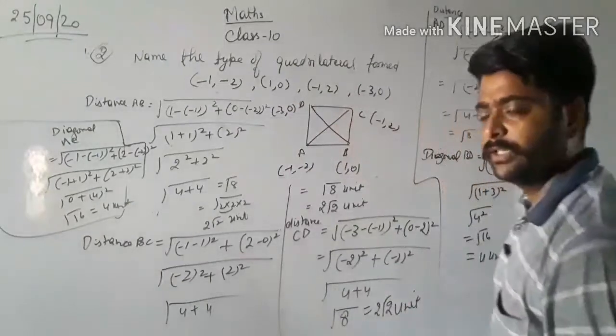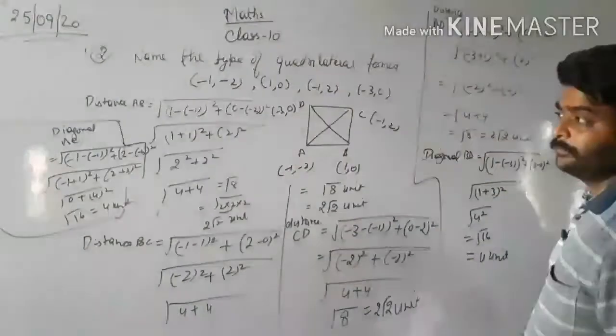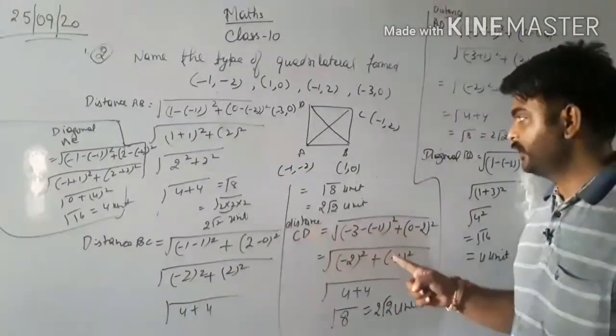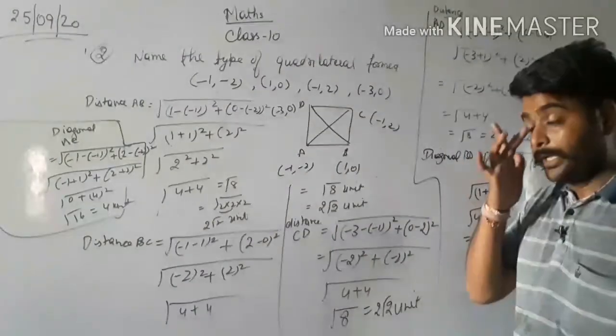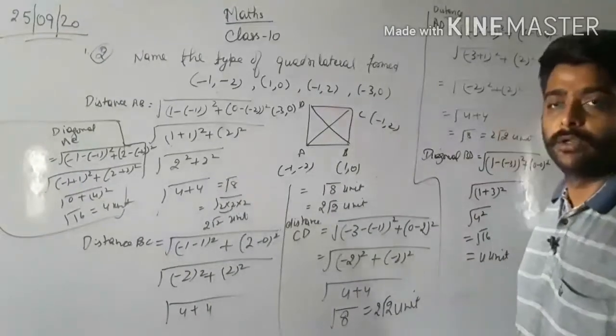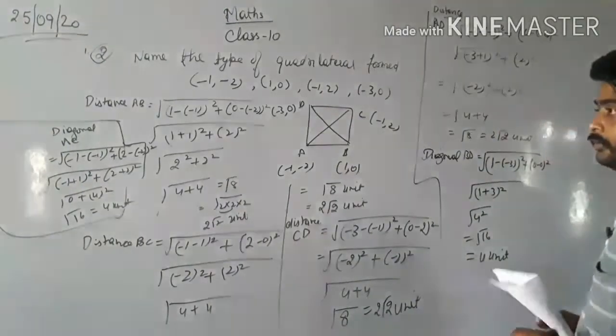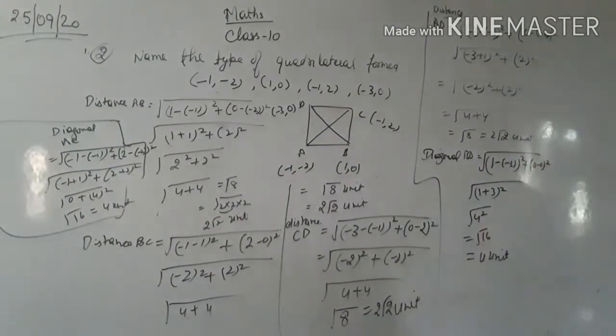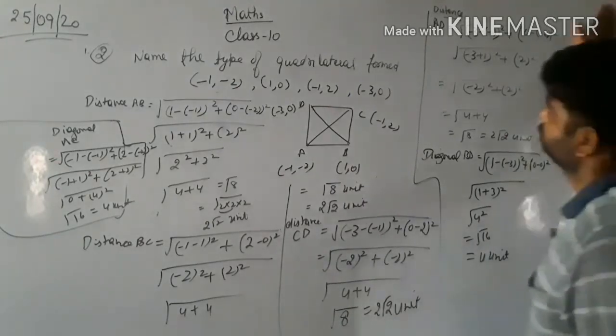Now class, what you are getting is that AB is equal to BC equal to CD equal to AD, and the diagonals are also equal. So class, take a screenshot of it. 1, 2, 3. Okay.